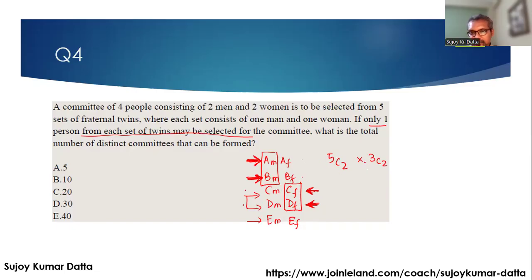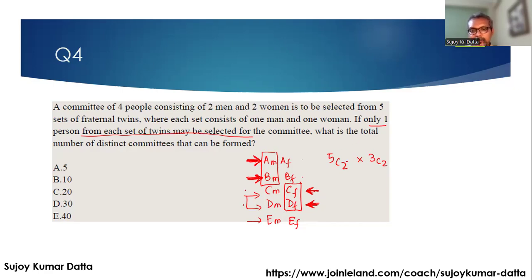So that means this 5C2 and 3C2, since we are doing an ordered selection, first male, then female, all those scenarios are already covered. So we don't need to consider male and female within this. So we should not be doing 5C2 times 2 squared or something of that sort.